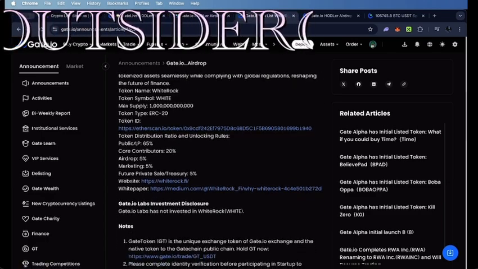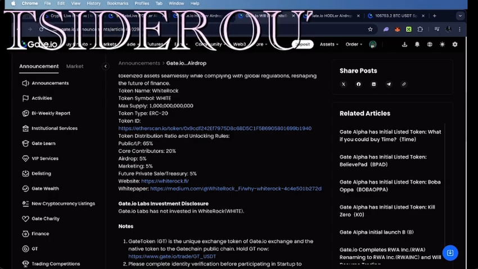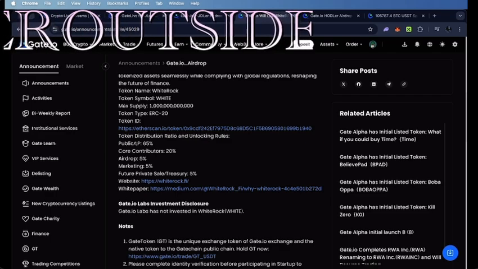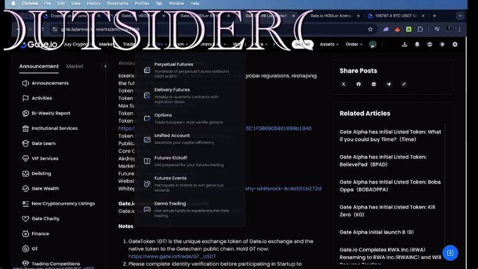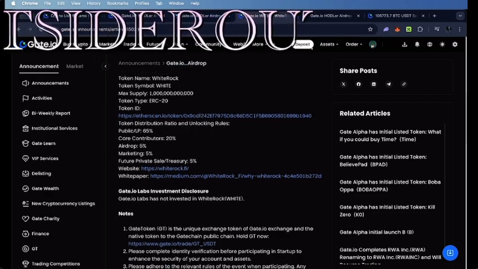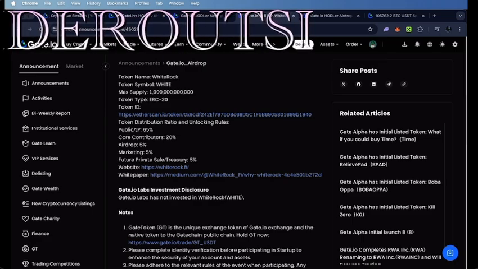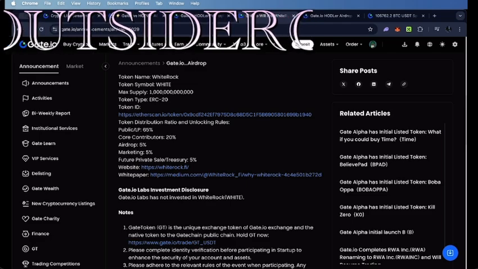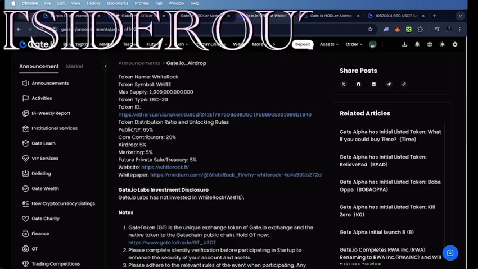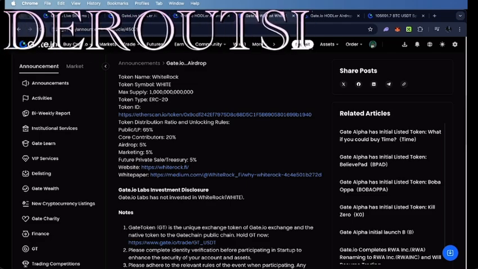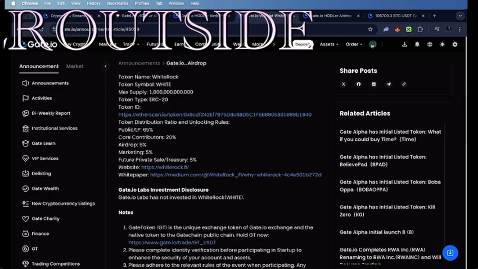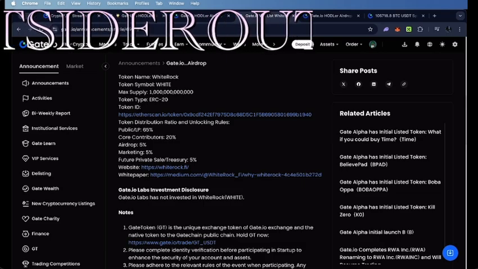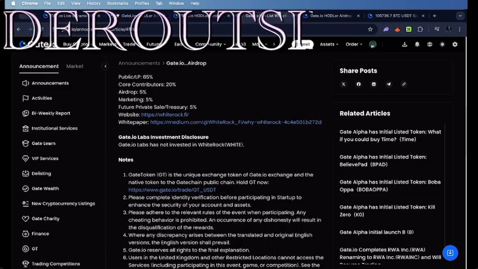Token name is YTRUG, token symbol is White, max supply is 1 trillion, I guess. 1 trillion, right? Token type is ARC20. Token ID is here. Token distribution ratio and unlocking rules: Public/LP 65%, core contributors 20%, airdrop 5%, marketing 5%, future private sale/treasury 5%. Website is here. White paper is here. We're gonna check all of this.